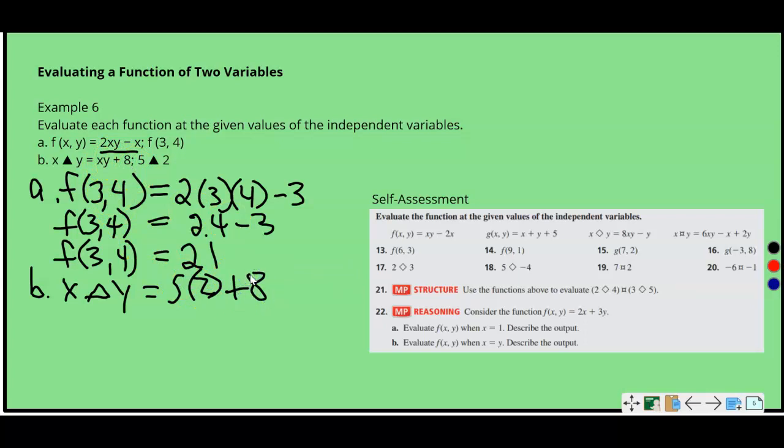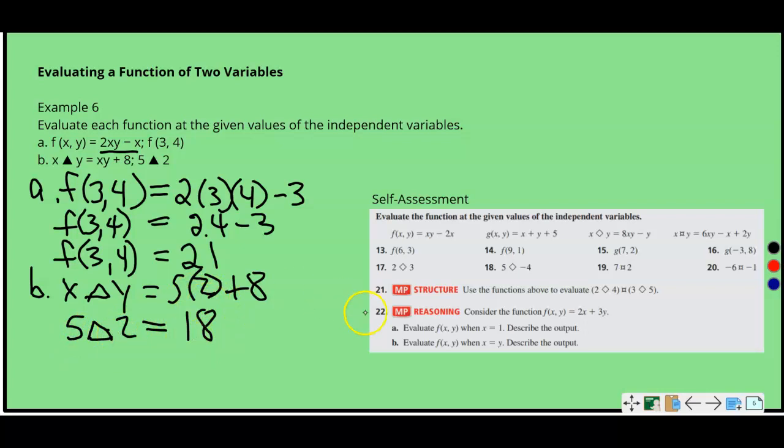All right, so x would be 5. Triangle y would be 2. That's the name of our function again. They're using just a symbol this time, triangle. And then 5 times 2 is 10. 10 plus 8 is 18. So 5 triangle 2 equals 18. This would be the independent variables. 18 depends on the x and y that you put in.